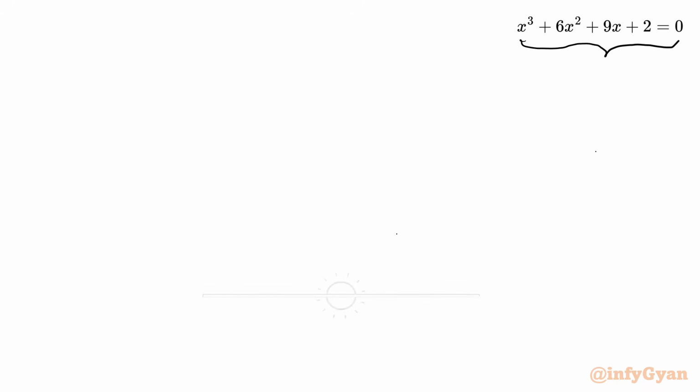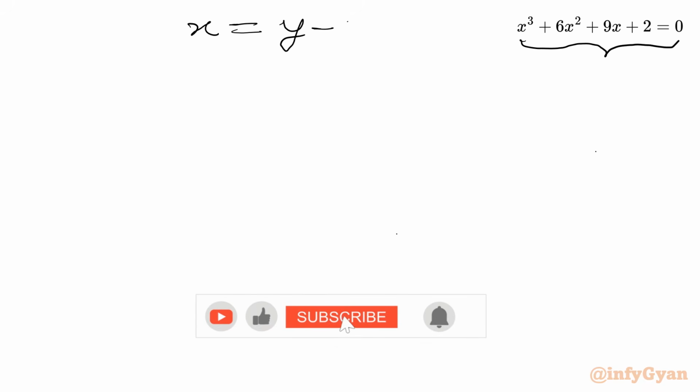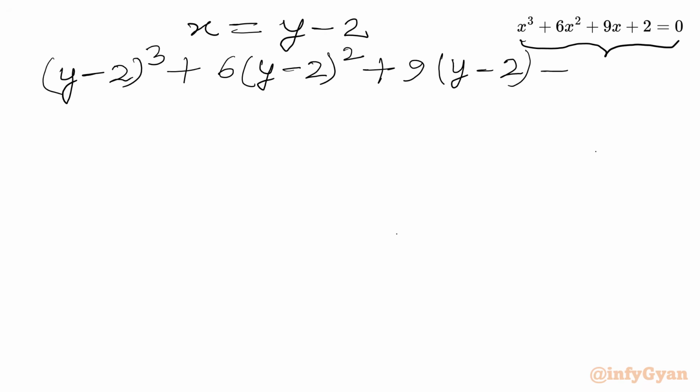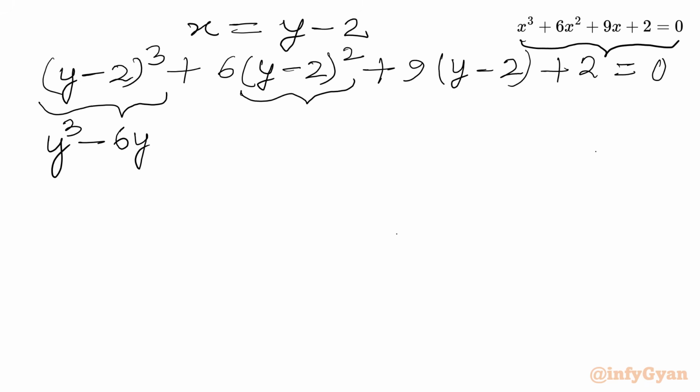Equation is here. We'll put x equal to y minus 2. Equation will become y minus 2 whole cube plus 6 times y minus 2 whole square plus 9 times y minus 2 plus 2 equal to 0. Now we have to expand y minus 2 whole cube. We have to expand y minus 2 whole square. Let's expand. So y cube minus 3a square b will be equal to minus 6y square.